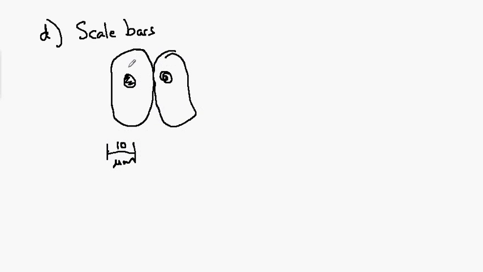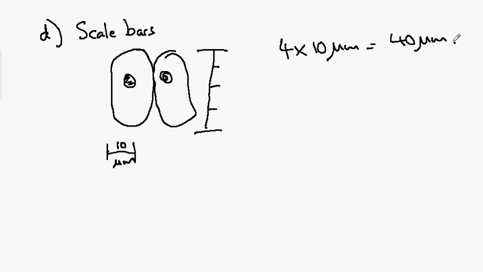So how can we find out the real size of these cells? Well, on the paper we compare this to this, and we look at the length here, and we find 1, 2, 3, 4 of these scale bars fit along here, so that would be 4 times 10 microns equals 40 microns. So we can find out the real size of the specimen by combining the scale bar and the actual length of the specimen.